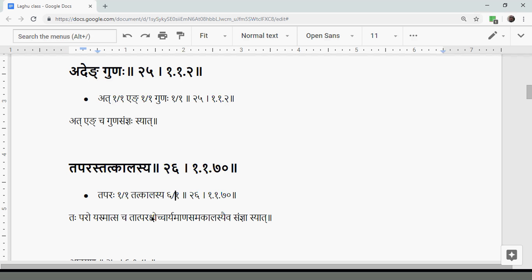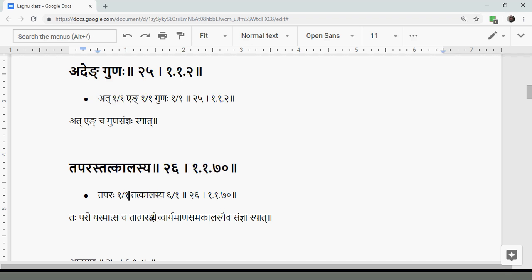See, Shashti, here this is a taparaha. Tapara is what? Tatkalasya bhavati. Tatkalasya eva bhavati, taparaha. So whatever is tapara, that is tatkalasya. So now we have to understand the samasas. Tapara is also samasa. Tatkalasya is also samasa.